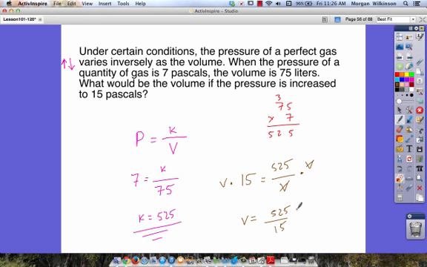Please pause the video now to find that answer. I'll pause with you. Alright, if you're ready for the answer, here it is. The volume should have equaled 35. And since volume is measured in liters, volume equals 35 liters. And we've got our final answer.